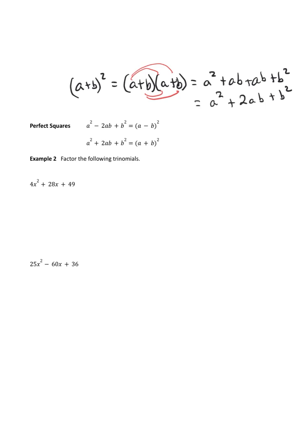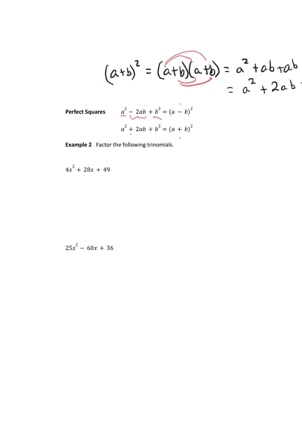So this gives us a formula where if we recognize that the first and last terms are perfect squares, and that middle term is double the product of the bases of those perfect squares, then you know it's going to be a perfect square binomial. Notice if it's minus in the middle, you have an a minus b. If it's plus in the middle, you have an a plus b. So in this case, it's kind of a two-step approach.